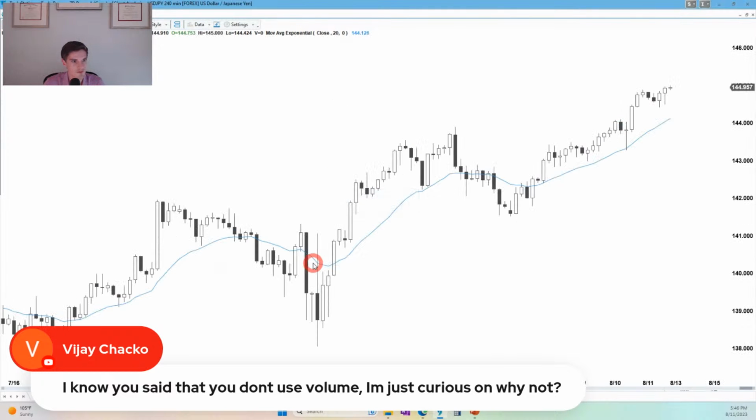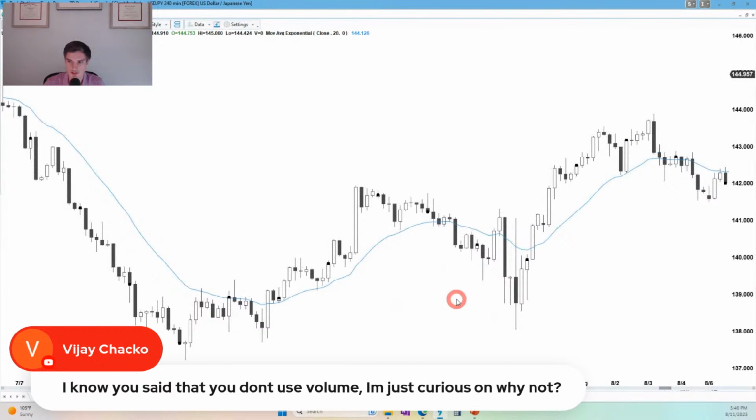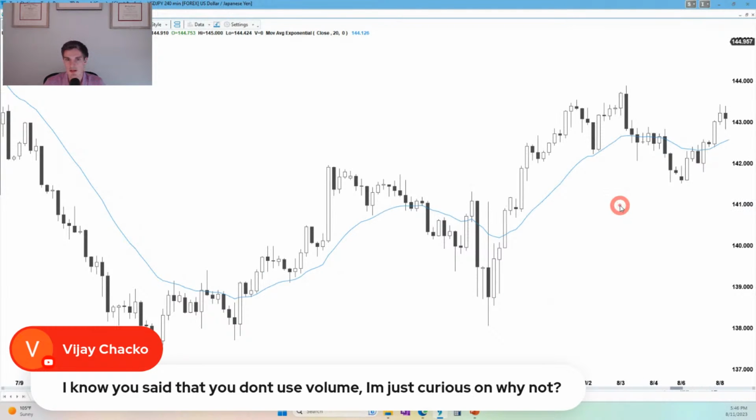Here's a 240-minute chart of the dollar yen. How do I trade the volume? There is no volume because there's no centralized exchange. But these bars are more than tradable. So for me, I just don't use volume because there's plenty of price action things that I can look at. I can look at the bars.